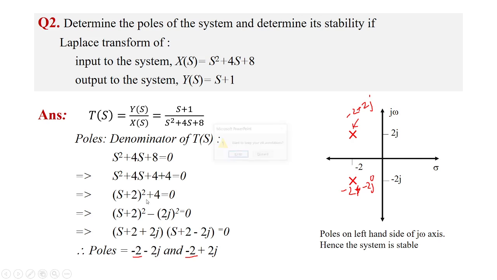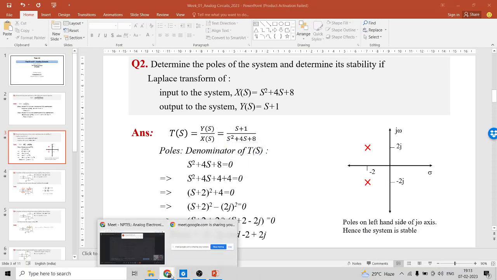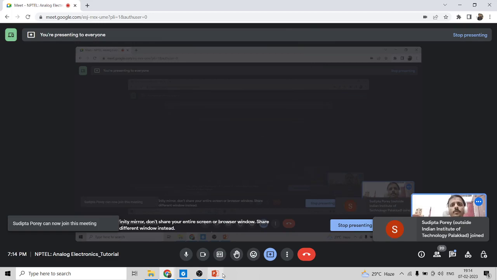So let me admit a few more candidates. Okay, yeah, I have admitted.